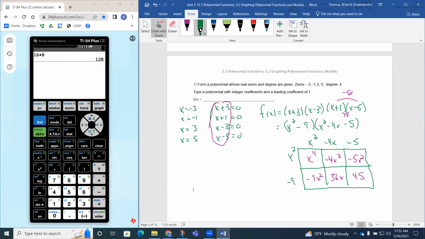So it looks like there's not really any like terms except for the quadratic pieces. So what we have is x to the 4th minus 4x cubed. And then that's going to be a -14x squared. And then there's going to be this 36x. And then the 45. So that would be the answer simplified out.